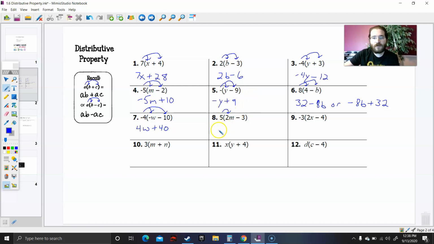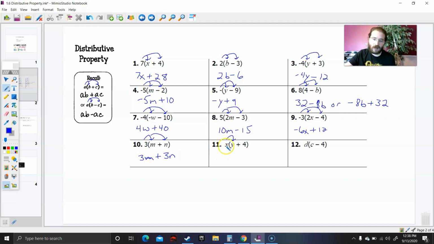5 times 2, 10, and then we have m. 5 times negative 3, we get negative 15. All right, see how we have this pattern? We're just multiplying across. Negative 3 times negative 2, we get negative 6x. Negative 3 times negative 4 is positive 12. 3 times m, 3m. 3 times n is plus 3n.